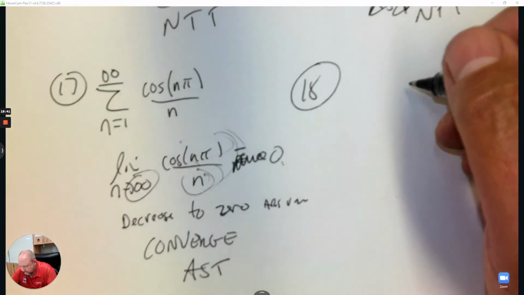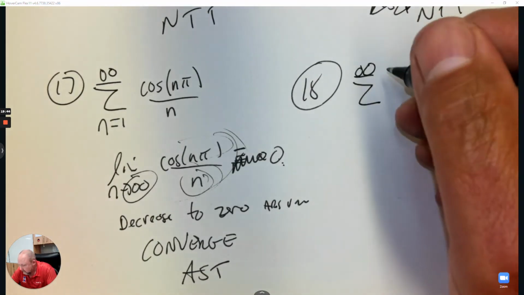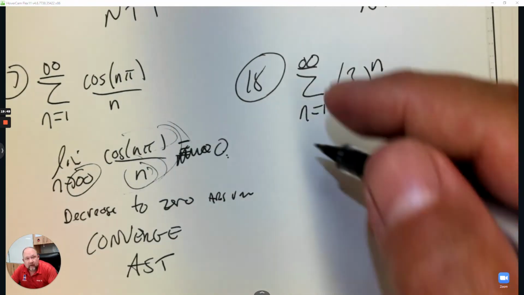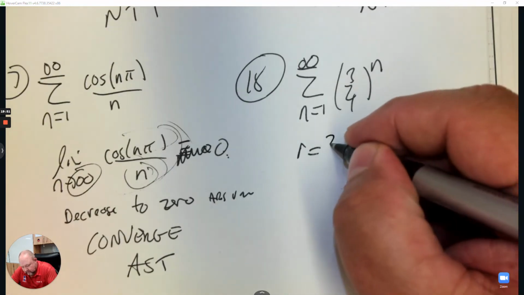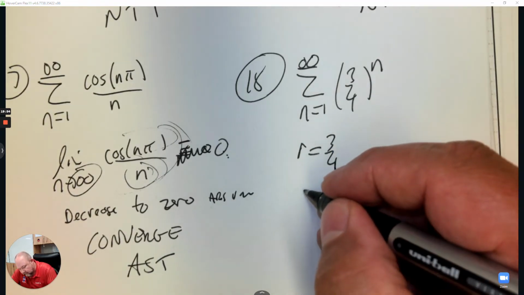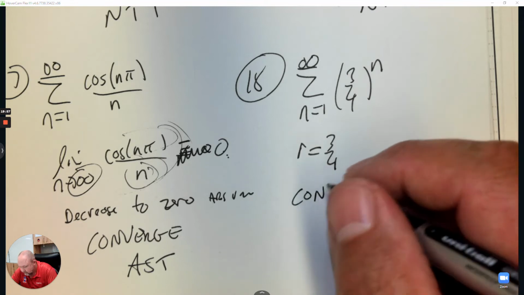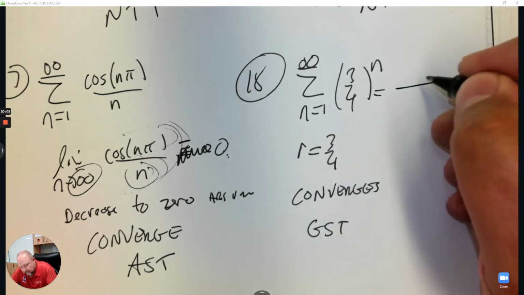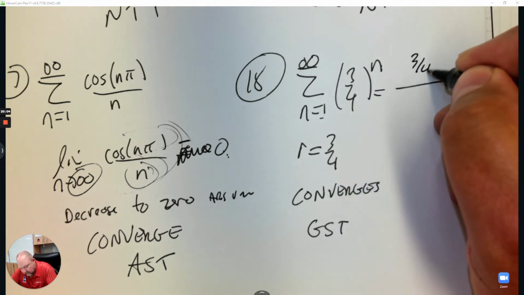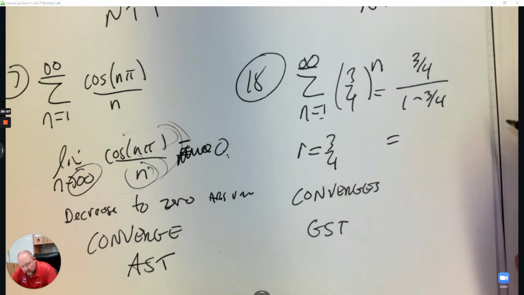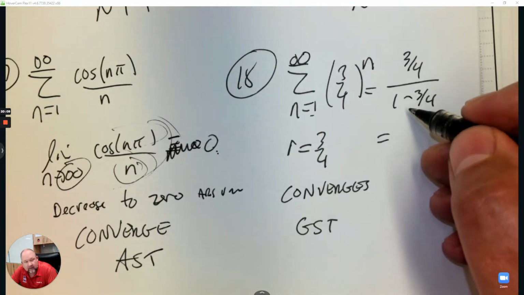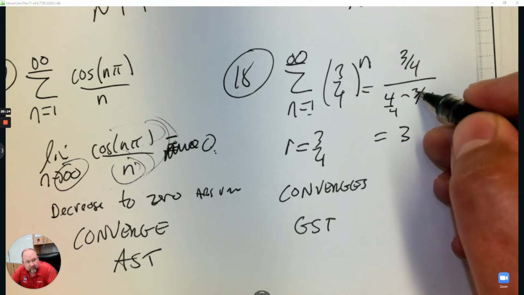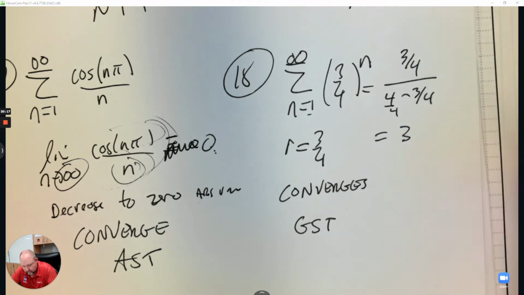18. This is a geometric series. The ratio is 3/4. So this converges. And we can find the sum of it by going, plug in 1, it's 3/4, and then 1 minus 3/4. So this is 4/4. So 4 take away 3 is 1. Cross out the 4s. It's 3/1, which is 3.